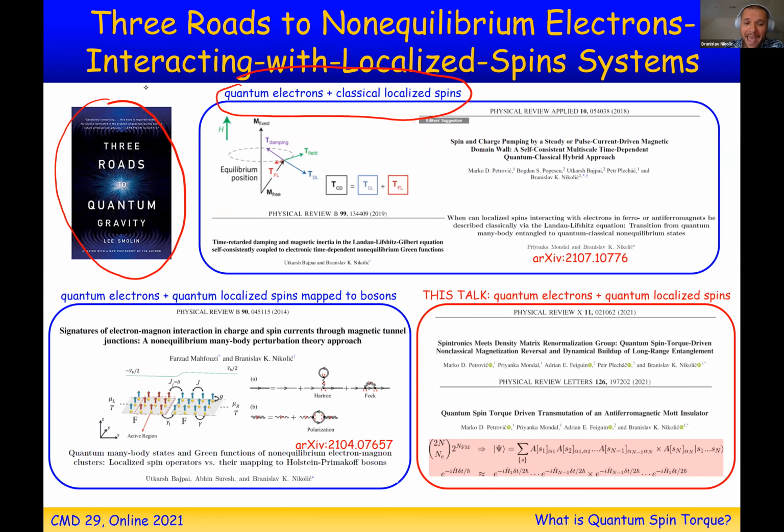If you want a fully quantum treatment, you could try to map quantum spins, which is sine qua non to use Green functions because the Wick theorem doesn't like spin operators. You could try to map them to bosonic operators, and this is what we have been doing since 2014. But it turns out to be extremely complicated because you're going from the finite Hilbert space of localized spins to the infinite Hilbert space of bosons.